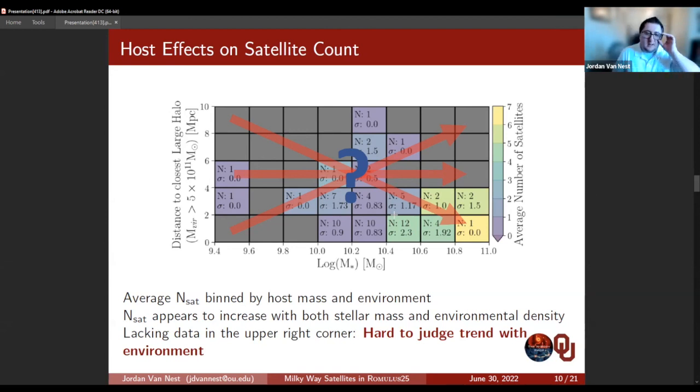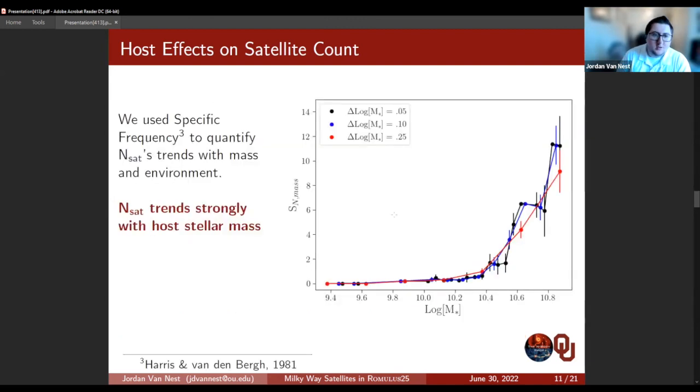So we look to validate these trends in a more quantitative manner, and to that end, we turn to something called the specific frequency. This method was put forward by Harris and Vandenberg in 1981, and they used it to study the number of globular clusters hosted by galaxies of vastly different sizes. What they wanted to do was remove size from consideration and just see how, in their whole population, the count of globular clusters scaled with the galaxy luminosity. And that sounds remarkably like what we're trying to do here.